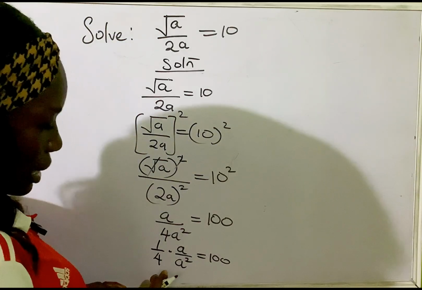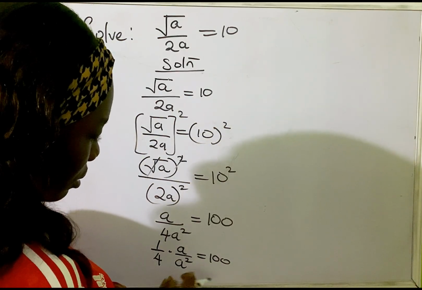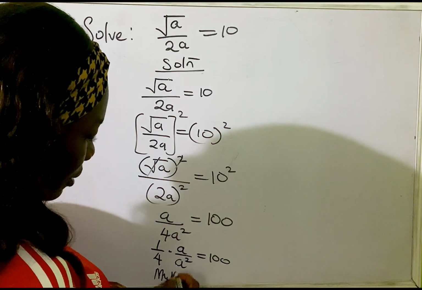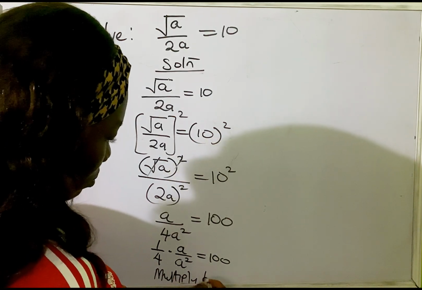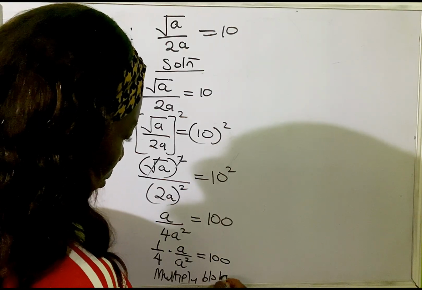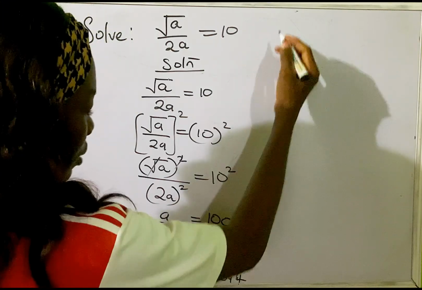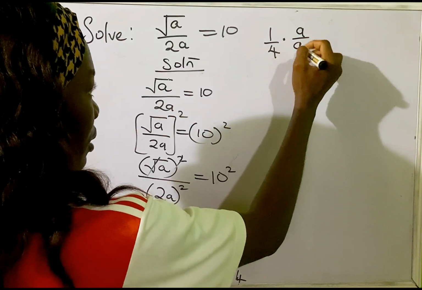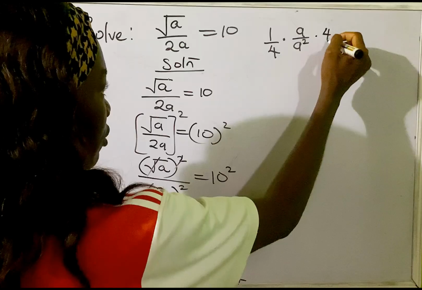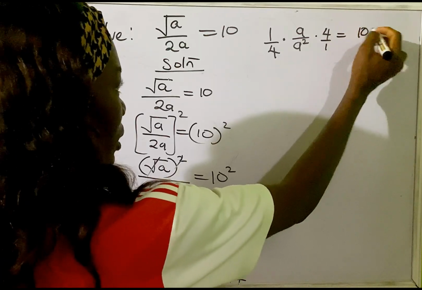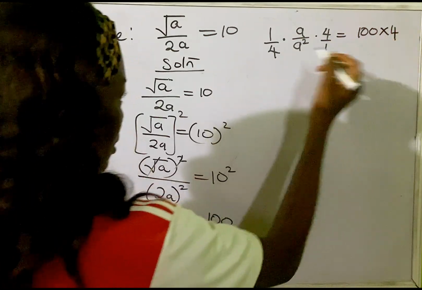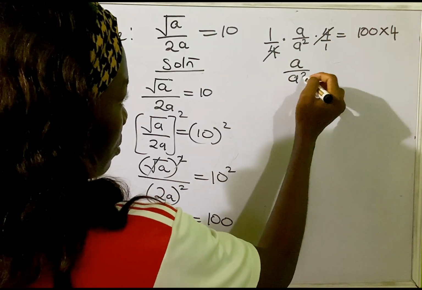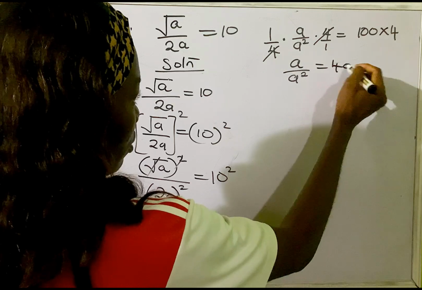We are trying to find the value of a. So let's multiply both sides by 4. So 1 over 4 multiplied by a over a squared multiplied by 4 over 1 is equal to, now whatever I do on the left hand side, I do on the right hand side. So this cancels this. We have a over a squared is equal to 400.